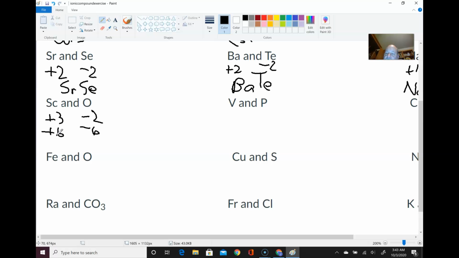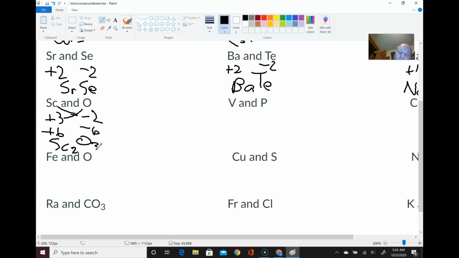And so I asked the question, how many oxygens do I need in order to get -6? And I obviously need 3 oxygens. How many scandiums do I need to get +6? And that's going to be 2. So I can either switch the numbers and get this, or I can work it out using the other method and still get Sc2O3.